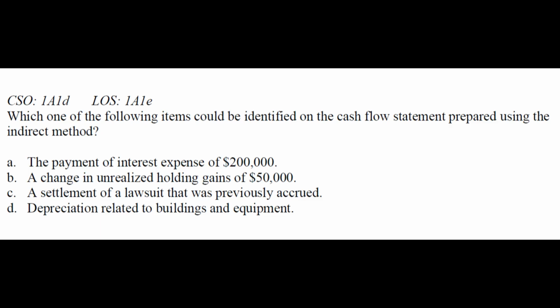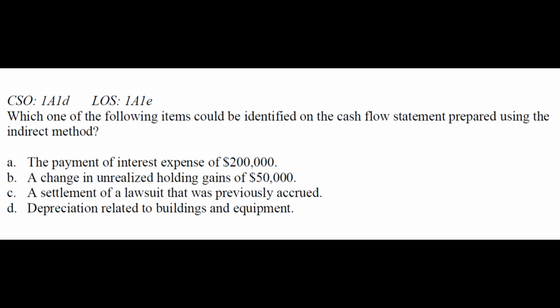A. The payment of interest expense of $200,000. Incorrect. Under the indirect method, the statement usually reports net cash from operating activities, not the actual cash payment for interest as a separate line item. The payment itself cannot normally be identified directly. B. A change in unrealized holding gains of $50,000. Incorrect. Unrealized holding gains may affect comprehensive income, but are generally not shown as a standard adjustment on the operating section of the indirect cash flow statement.